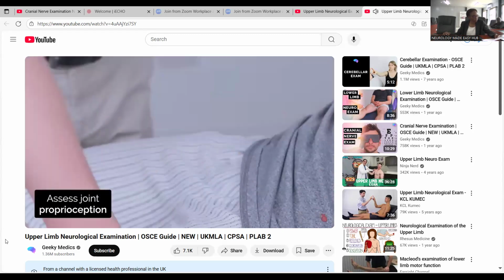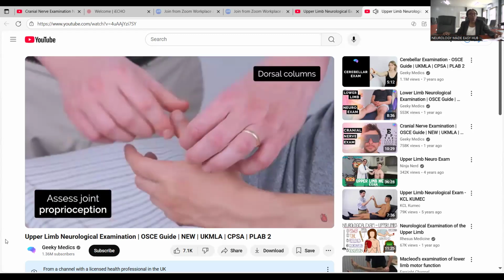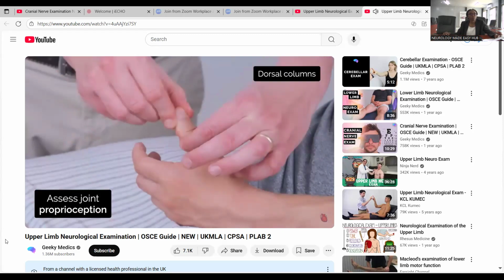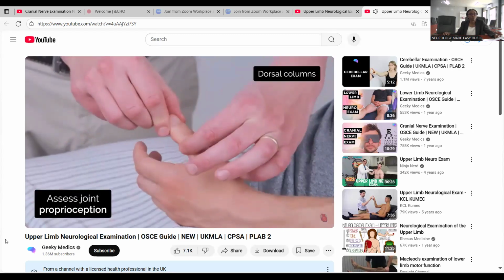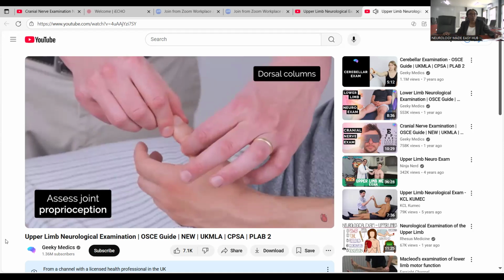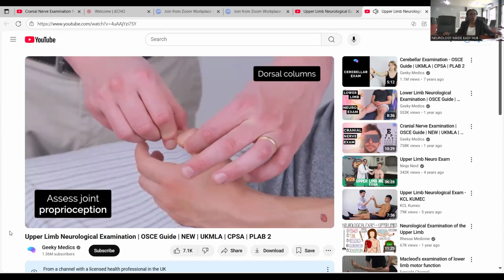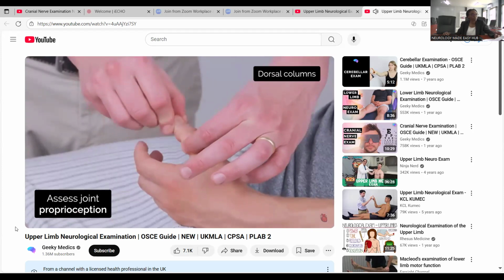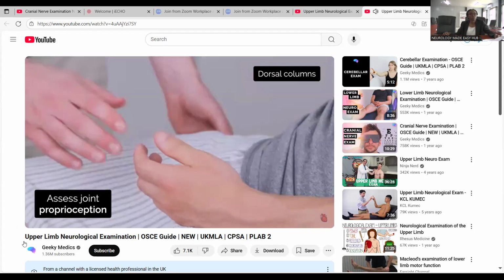Okay, so I'm going to move your thumb up and down. Okay, so this is up and this is down. I want you to close your eyes for me and tell me whether I'm moving it up or down. Up. Down. Up. Up. Okay, I'm going to try the same on the other side.